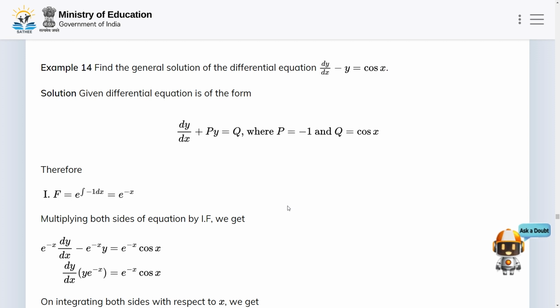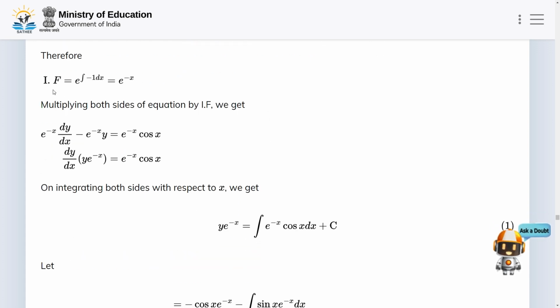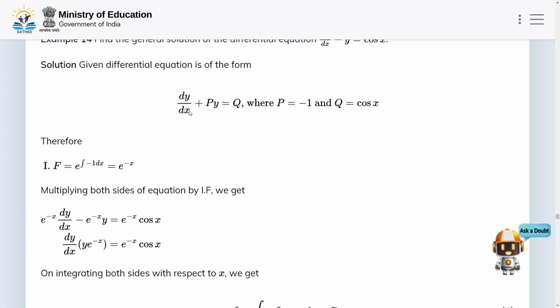Now some examples. Solve this: dy by dx minus y is equal to cos x. As you can see, p is minus 1 and q is cos x. So the integrating factor will be e power integration of p dx. This means e power integration of minus 1 dx, which means e power minus x. Multiply with the integrating factor both sides. Okay, you will get this.